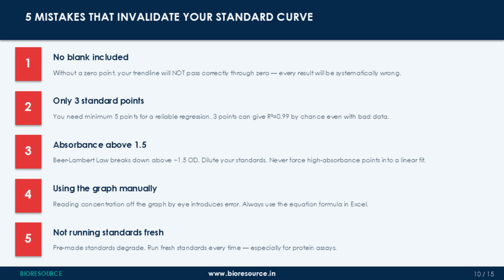Let me now go through 5 mistakes that I see most often, the ones that silently invalidate the results. Mistake 1. No blank included. This is the most common. Without a 0 concentration point, your trend line will not pass correctly through the origin. Every single concentration you calculate from that curve will be systematically off.